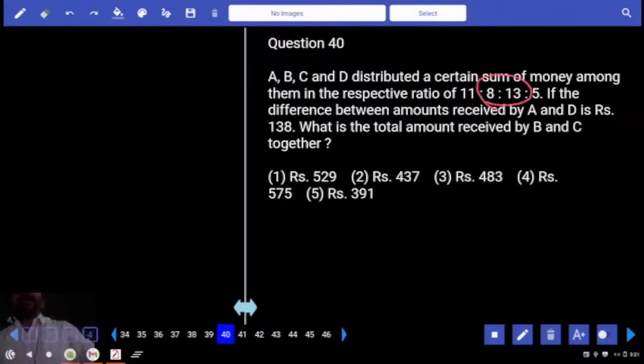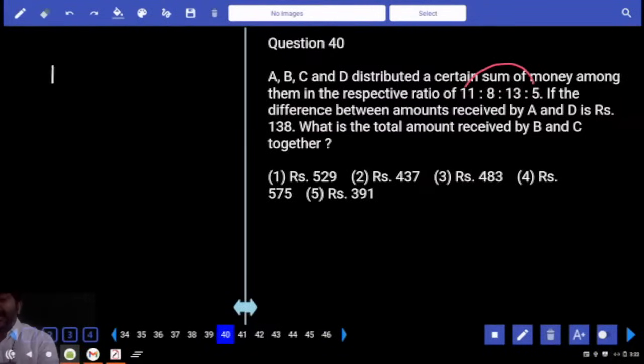B and C, how many parts? 21 parts. It should be a multiple of 3. Can it be the first? No. Second? No. Third? Yes. Fourth? No. Fifth? No. There is only one multiple of 3. Third option, final answer.